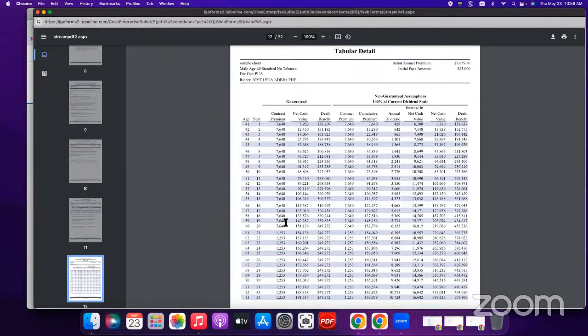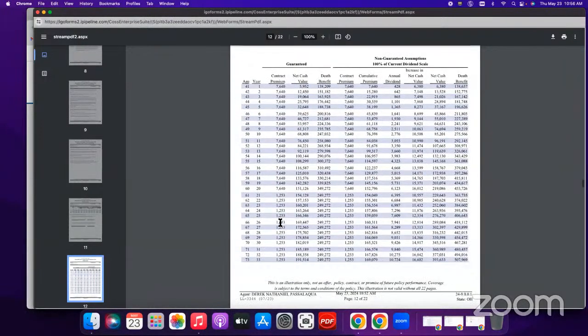I'm not sure why Lafayette's illustration does this. I need to get an explanation for that, because I put a 20-year term rider on here, but it should still be a full pay. But anyways, I just wanted to show the difference.